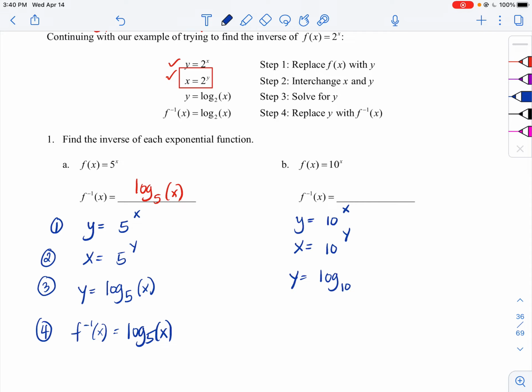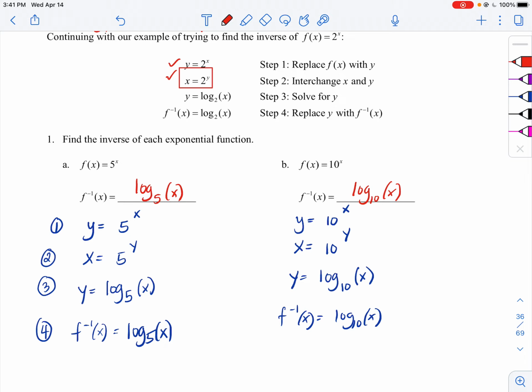So that's log base 10 and then x inside. And then we are going to replace that with f inverse of x. So log with the base of 10 of x. So our answer here is, there you go. Not that bad, right? So we just need to know where the y goes, where the x goes, and where the b that represents base goes.